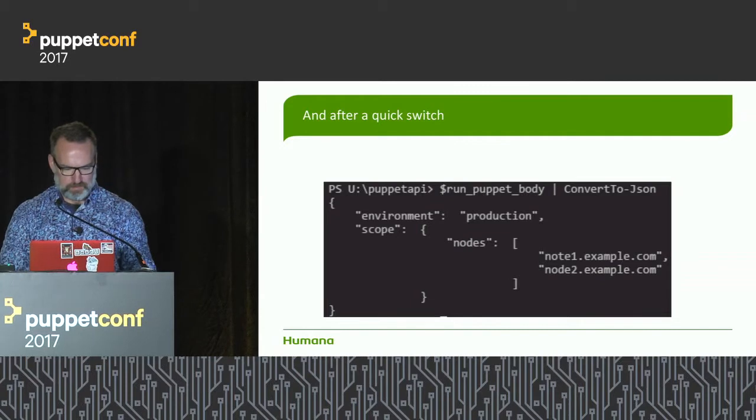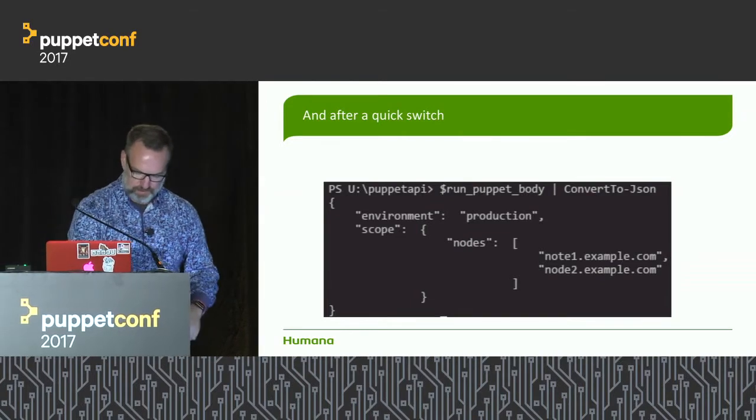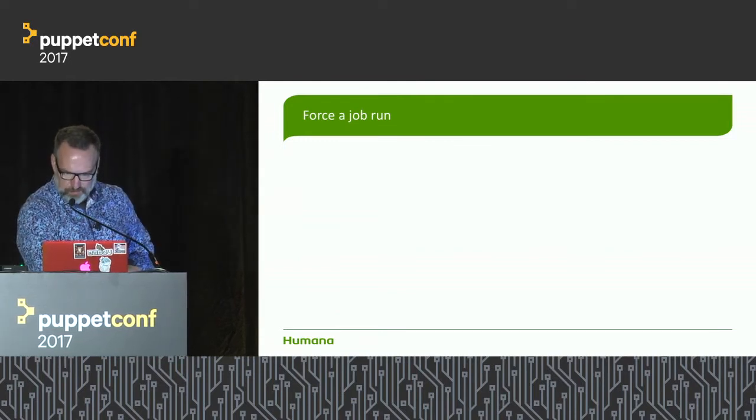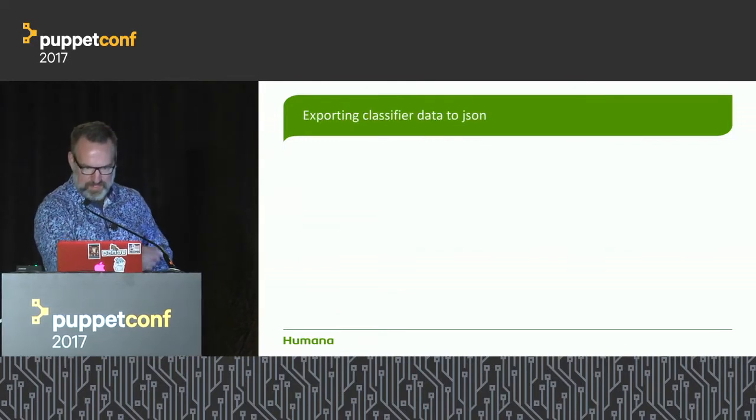Get the thing part here, and let me just show you an example. Actually, we'll go through tokens here. These examples take a little bit of time to get going. And force a job run, get that example. Yeah, let's do that.